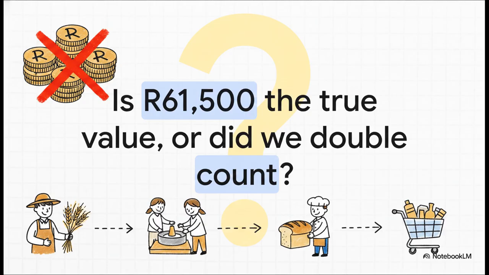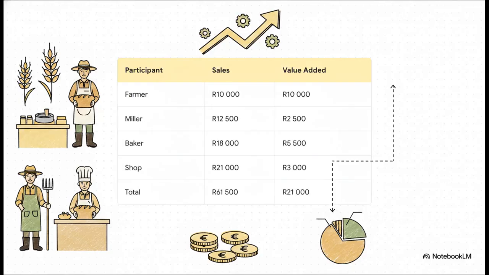If we just add up all those sales, we are literally counting that exact same batch of wheat 4 separate times. Crazy, right? To fix this double counting issue, we have to only calculate the brand new value created at each stage. So the farmer creates 10,000 in value.